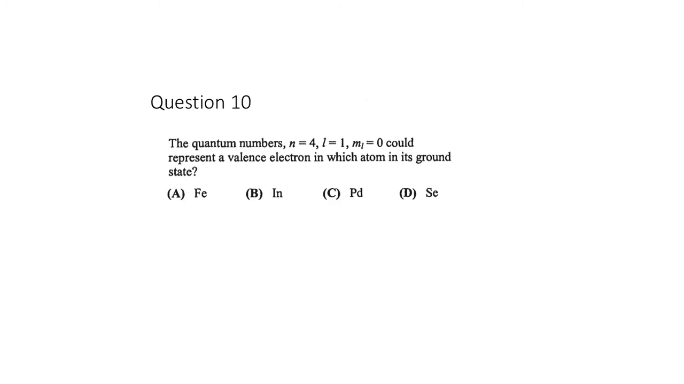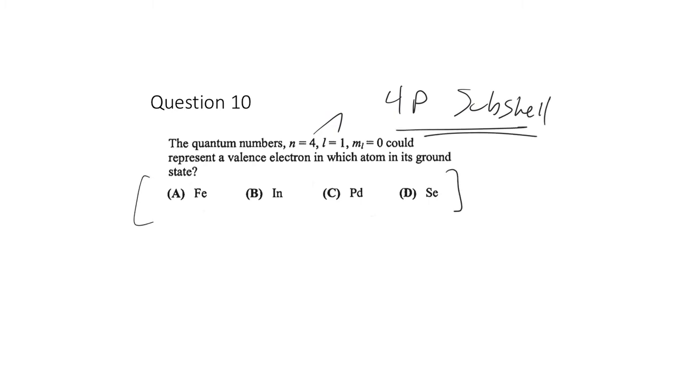Well, quantum numbers, n of 4, l of 1, m sub l of 0 could represent a valence electron in which ground state atom? Okay, this is a 4p electron. Well, it's an electron in a 4p subshell. That's the right nomenclature. And so the question is, which of these atoms here has a valence electron in a 4p subshell?